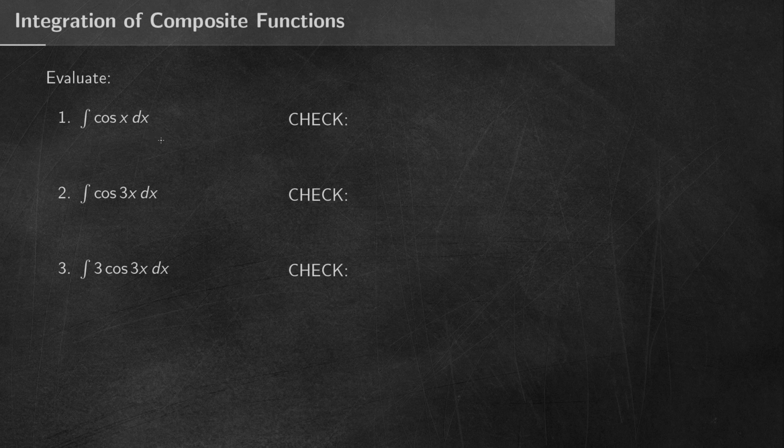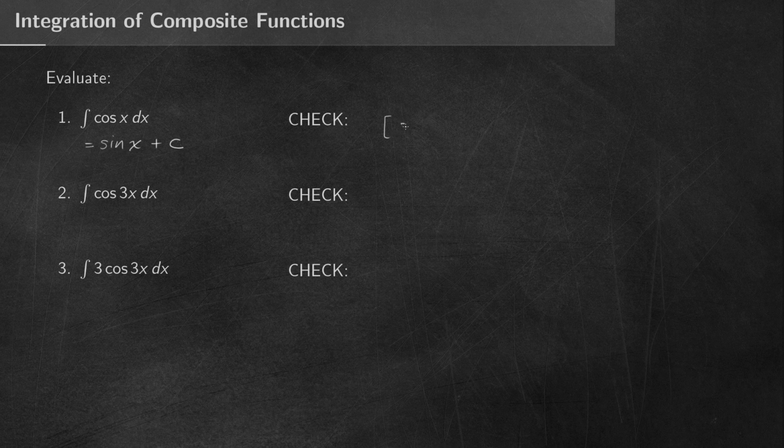Just if we think, okay, the derivative of what is going to give me cosine x? So I want something that when I take the derivative, I get cosine x. If we take the derivative of sine x, we get cosine x. So the integral for cosine x is sine x plus c.